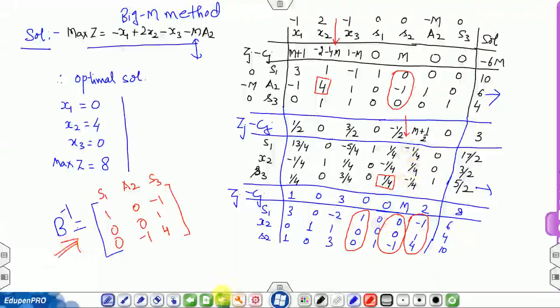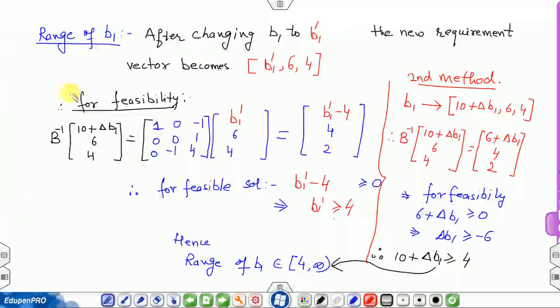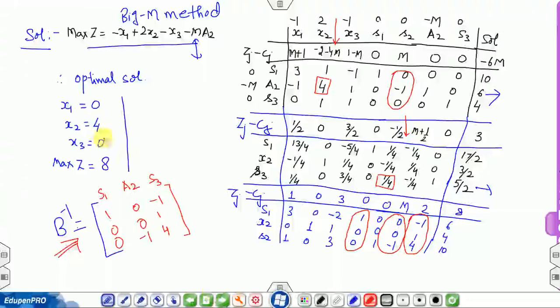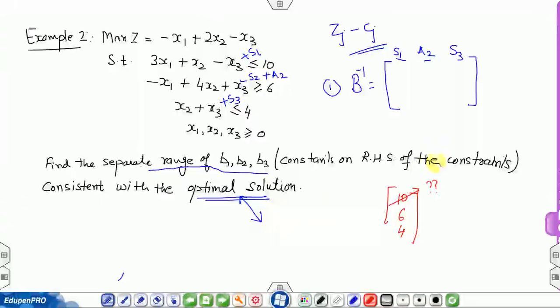So the question is, you have to find the range for the B1. So what will happen? Look at the statement again. The initial right hand side vector is 10, 6 and 4. Now my question is, I want to replace this 10 with some new number so that the optimal solution remains this one, 0, 4, 0. What are the ranges? So can I replace 10 with 8 so that this becomes this?